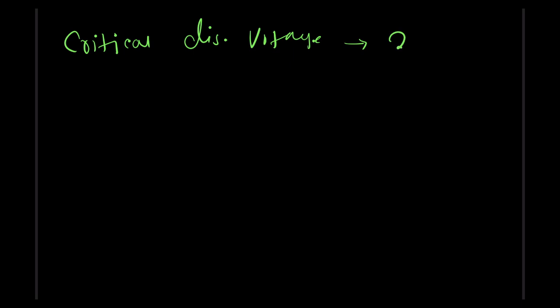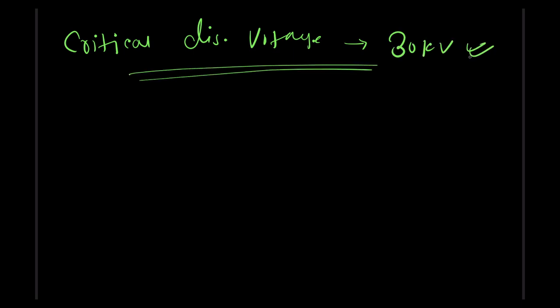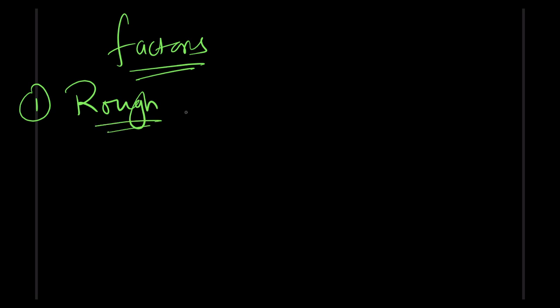Now, there is a term known as critical disruptive voltage. If the voltage is more than 30 kilovolts, in that case corona loss will occur. This is the standard value. Now, what are the factors on which corona depends? The first one is the surface of the conductor. If the conductor has a rough surface, the chance of corona loss will be higher.